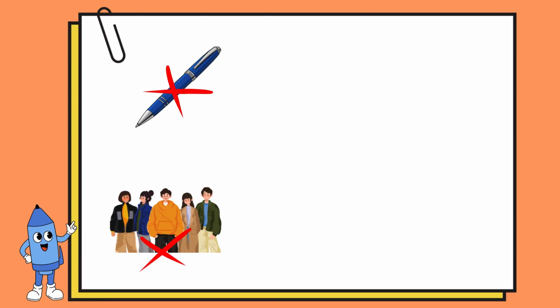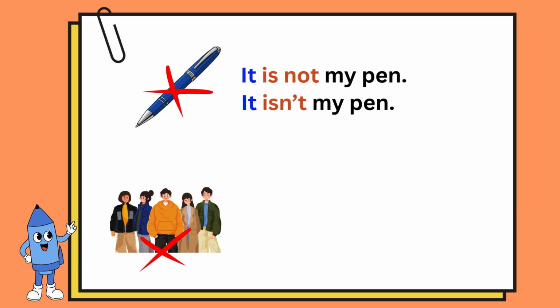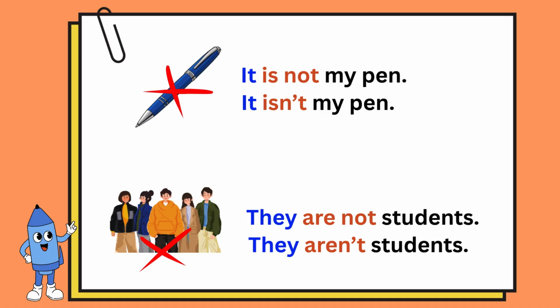Now let's look at some examples. It is not my pen. It isn't my pen. They are not students. They aren't students.